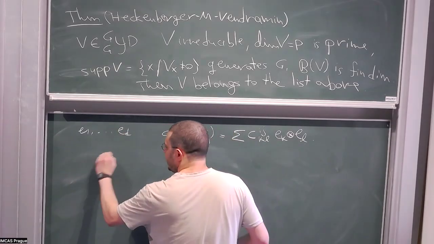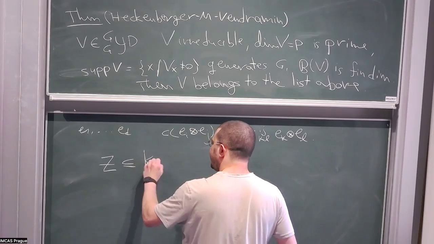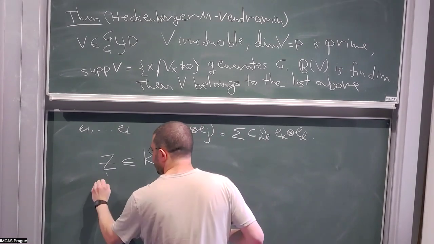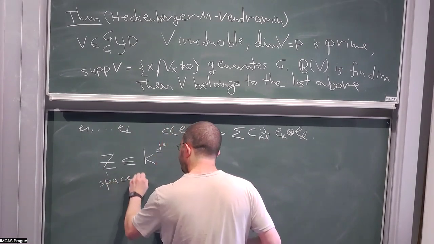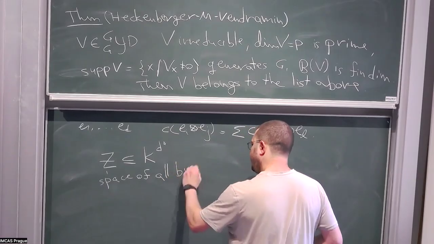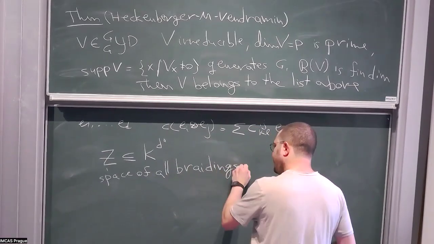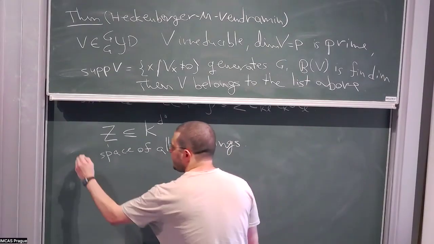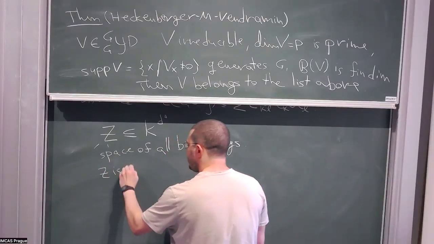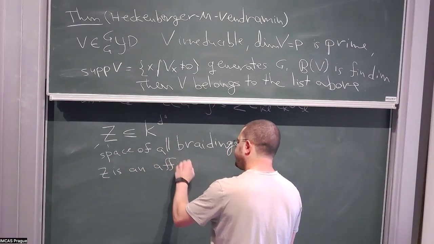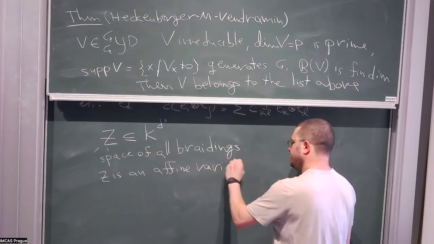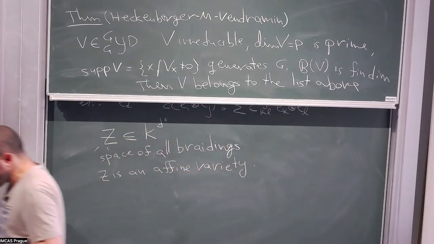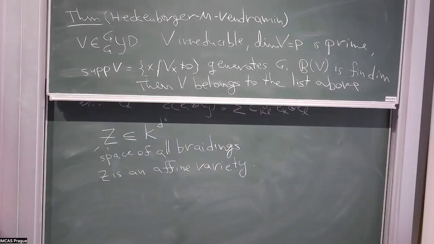Okay, so we can talk about Z, the subset inside K to the d to the 4, I guess. So this is the space of all braidings in dimension d, when the dimension is fixed. So this is an affine variety. So Z is an affine variety. Okay, so all the usual tools from algebraic geometry we can and we do use here.